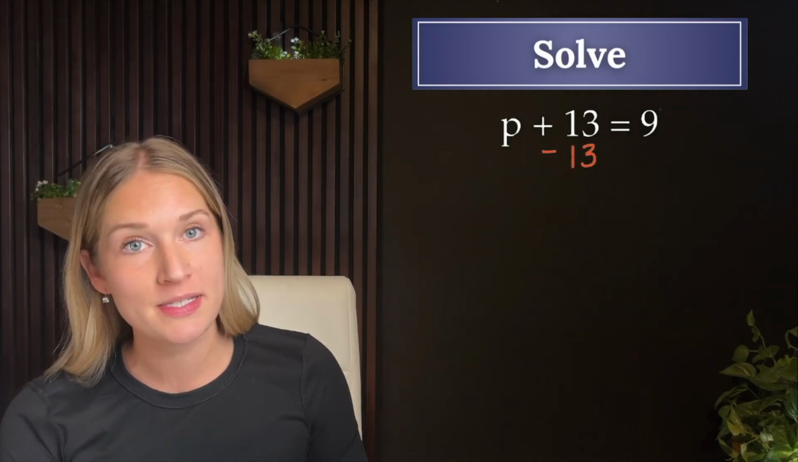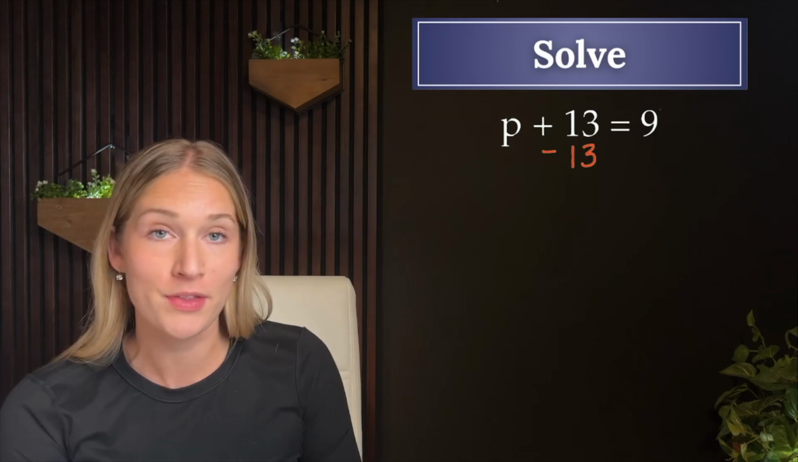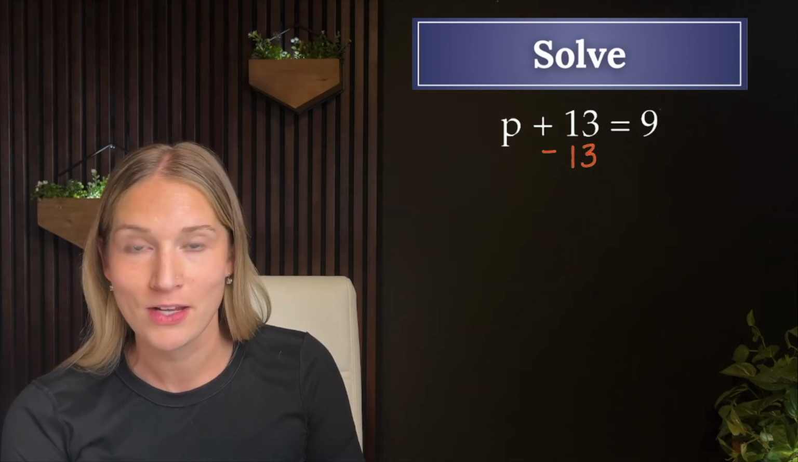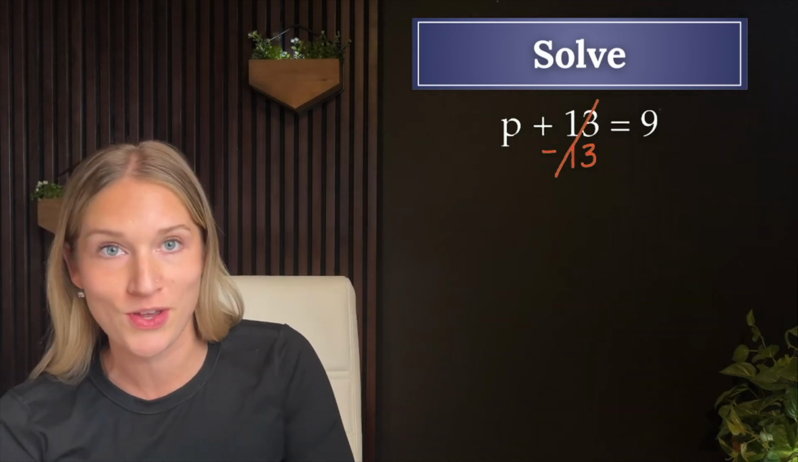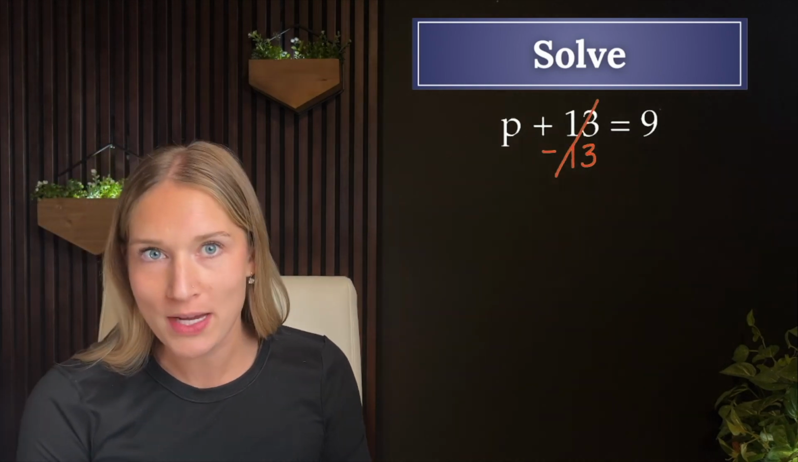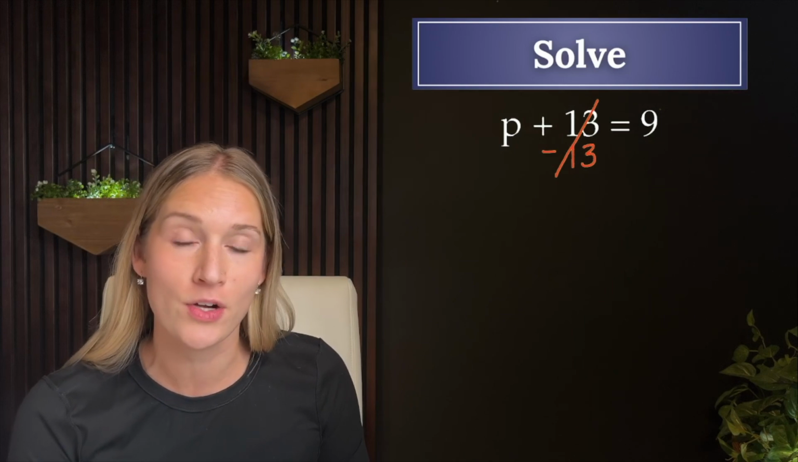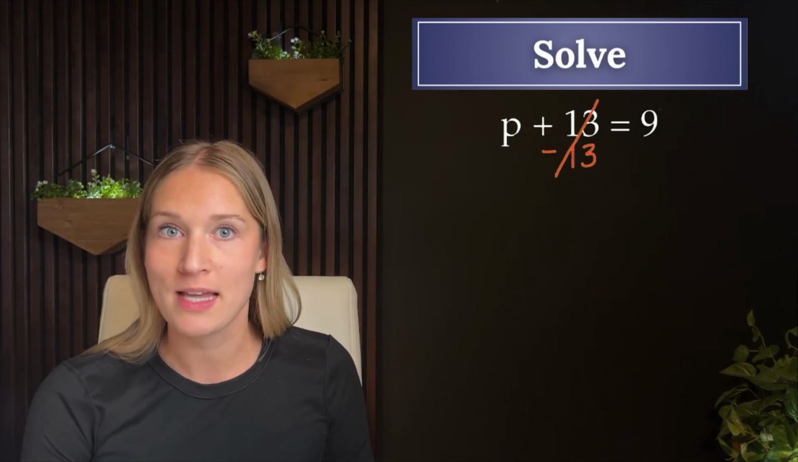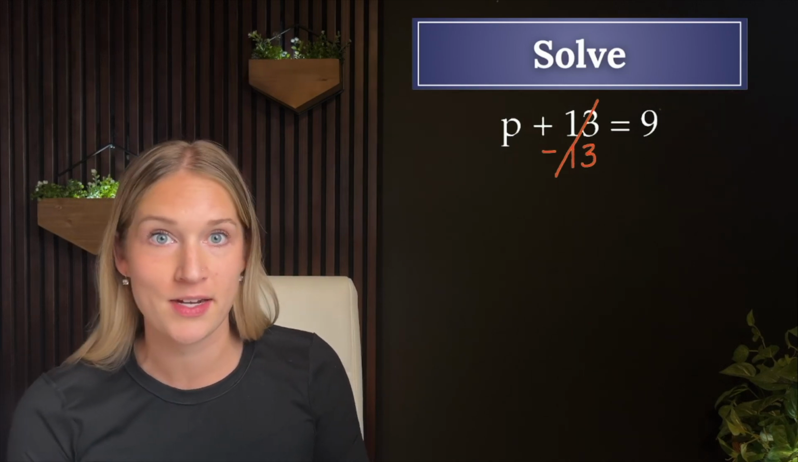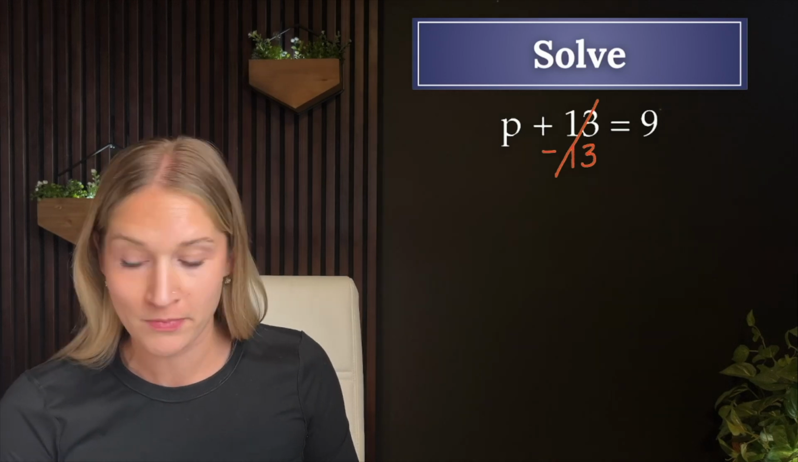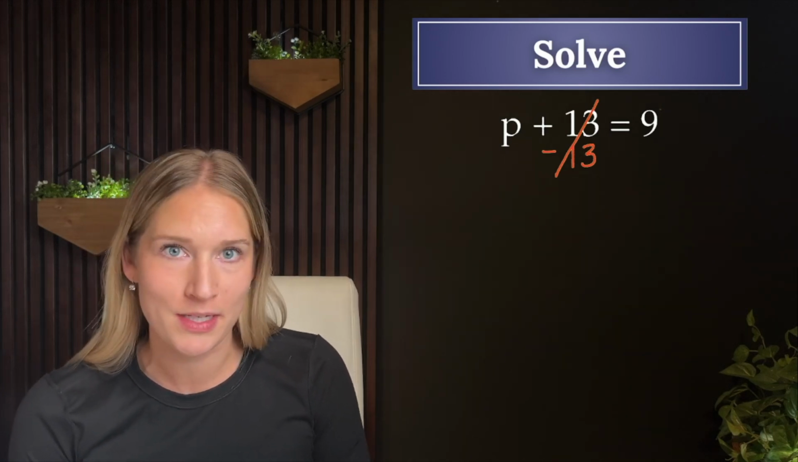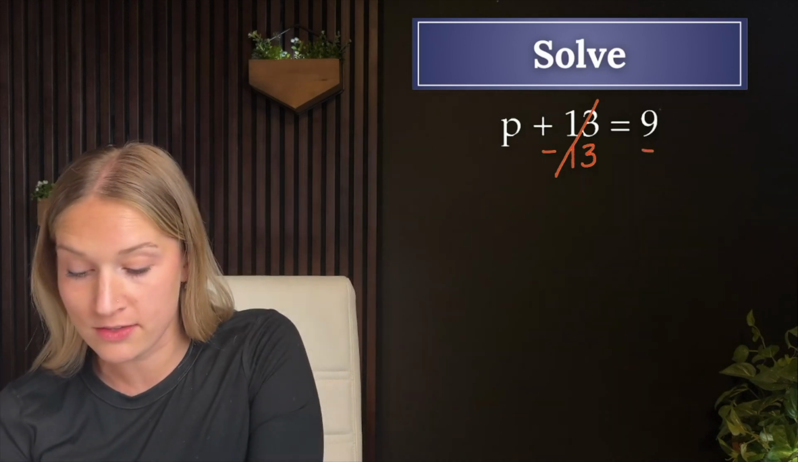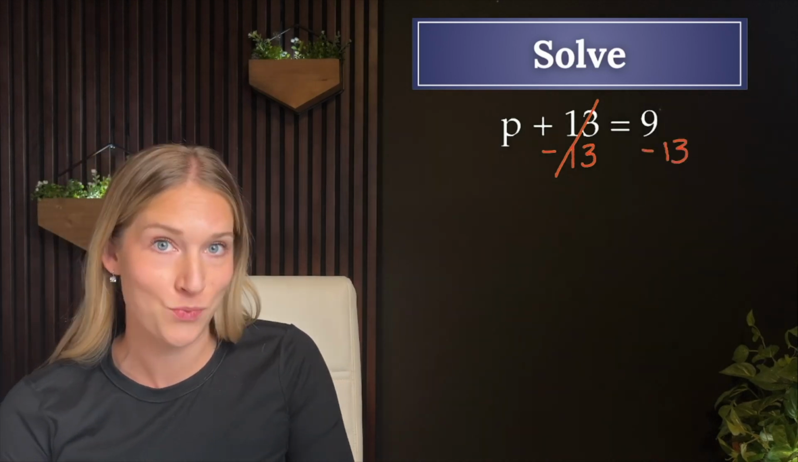That's the opposite of adding 13. That's what we call the inverse. It's the opposite. So plus 13 and minus 13, those are opposites, so they're going to undo each other. Now, because this is an equation, I know the left side and the right side are equal to each other, which means I need to do the same thing to the left side and the right side to keep them equal. So right now, I took 13 away from the left, so things aren't equal anymore until I take 13 away from the right side as well.